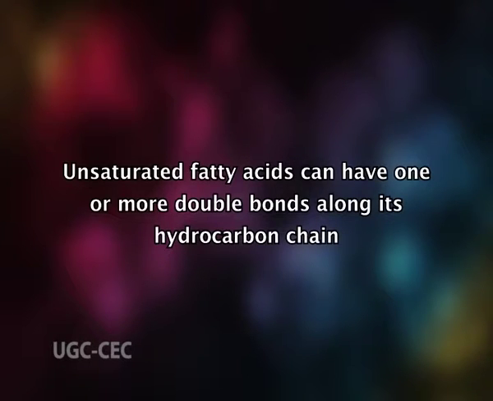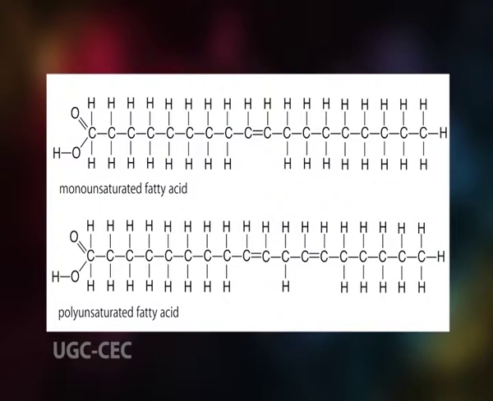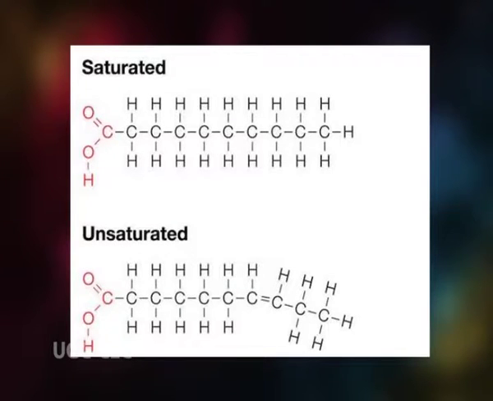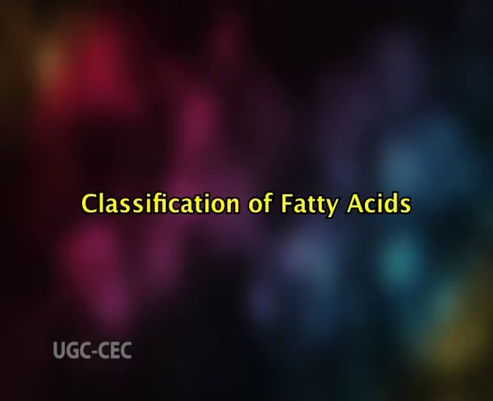Unsaturated fatty acids can have one or more double bonds along the hydrocarbon chain. A fatty acid with one double bond is called monounsaturated. If it contains two or more double bonds, we say that the fatty acid is polyunsaturated. The melting point of a fatty acid is influenced by the number of double bonds that the molecule contains and by the length of the hydrocarbon tail. The more double bonds it contains, the lower the melting point. As the length of the tail increases, the melting point increases. Plants are the source of unsaturated fatty acids. Classification of fatty acids.